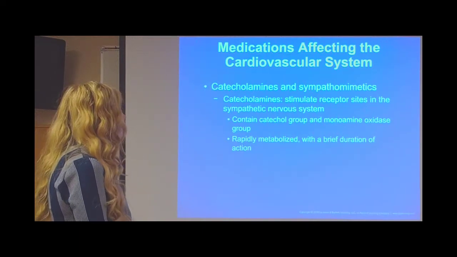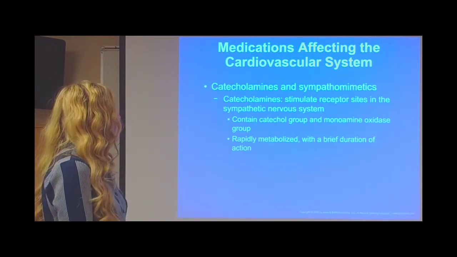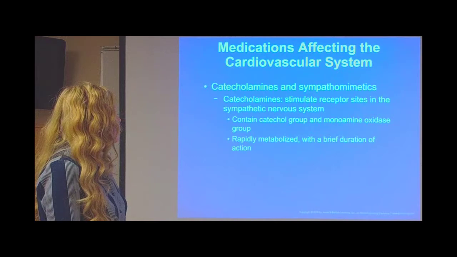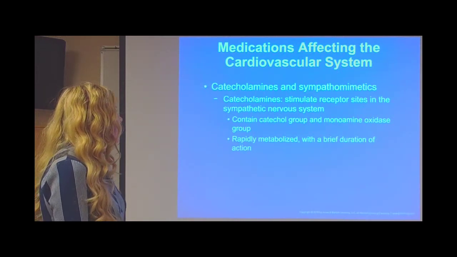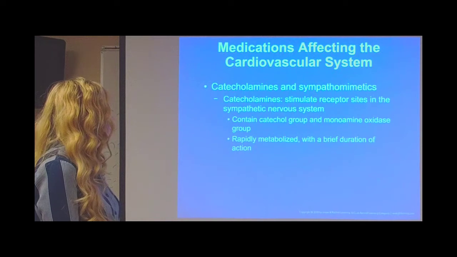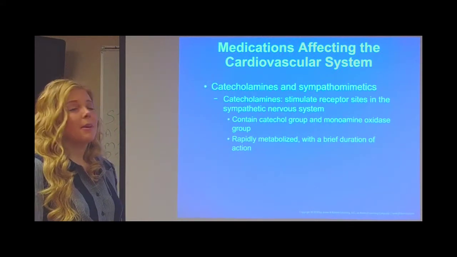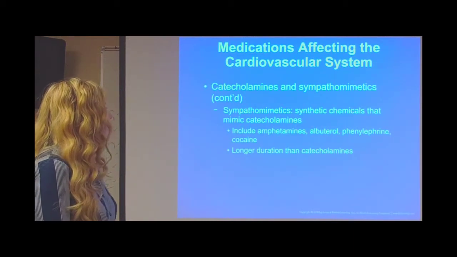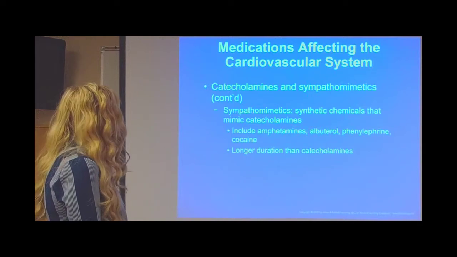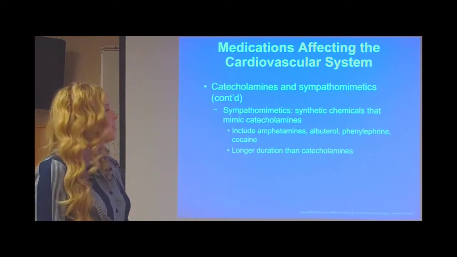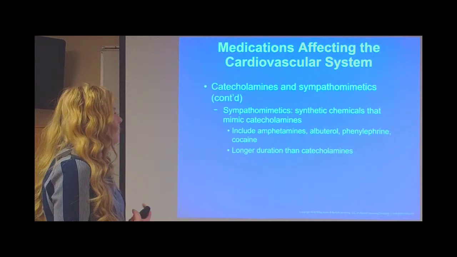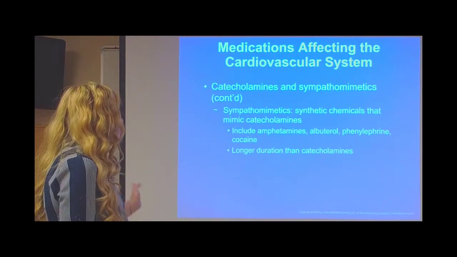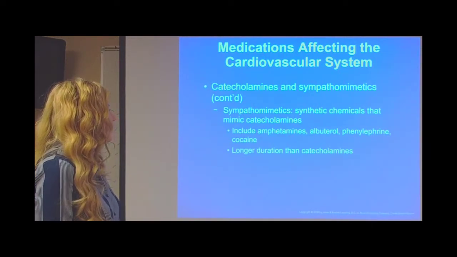Now we're moving into another class, the catecholamines and sympathomimetics. The catecholamines stimulate the receptor sites in that sympathetic nervous system. They contain a catechol group and a monoamine oxidase group. They are rapidly metabolized and typically have a short duration of action. Your sympathomimetics are synthetic chemicals that mimic the catecholamines. That's your fight or flight system. These include drugs like your amphetamines, your albuterol, phenylephrine, cocaine, that typically have a longer duration of action than the chemicals that are endogenous in your body.